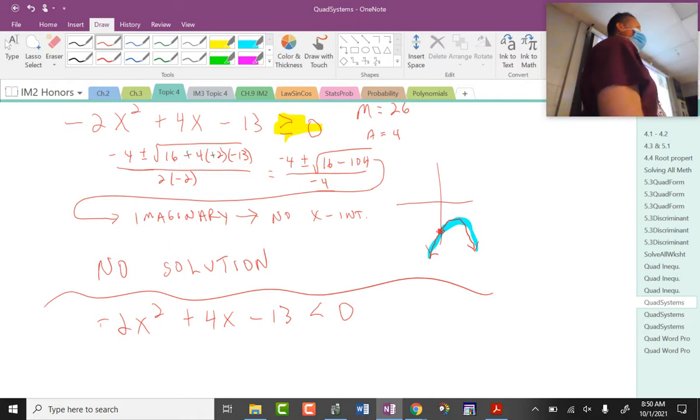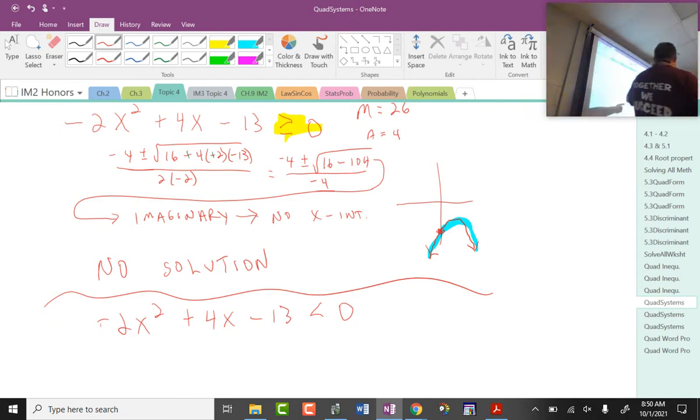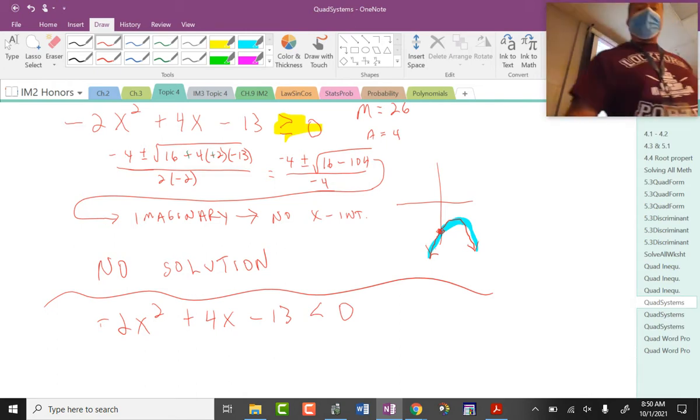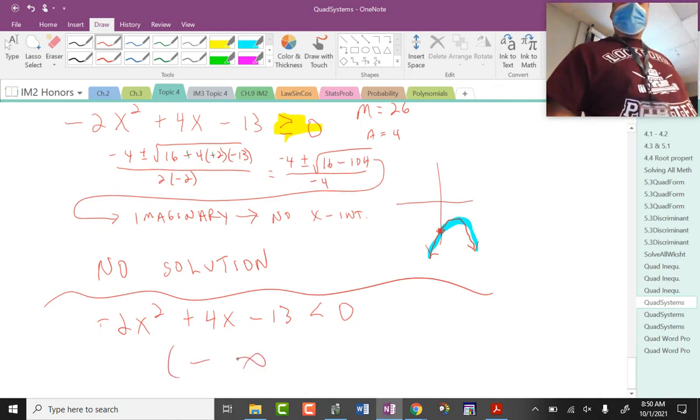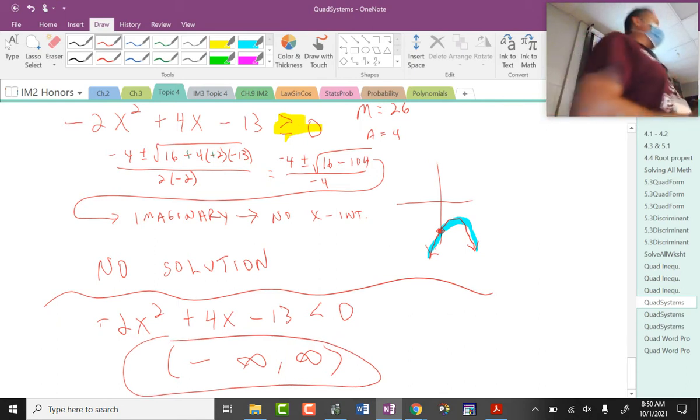It's the same reason why this would be all real numbers. Every input that I put in, I get a negative output, and a negative output is always less than 0, or less than or equal to, even if I threw that in. So this is all real numbers. And I do want you to write that down somewhere.